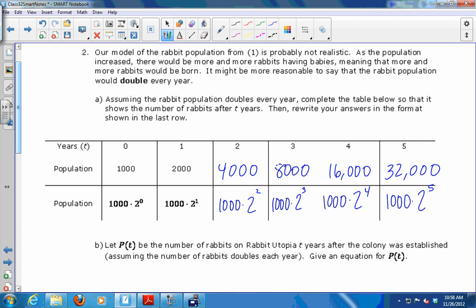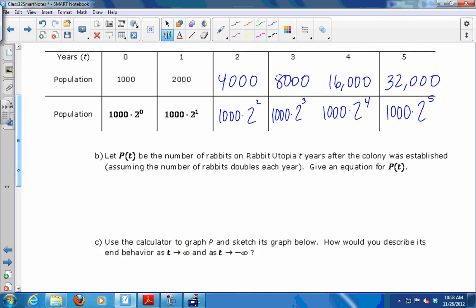So using the third row as a pattern, what would the population be after t years? You got it. 1,000 times 2 to the t. Right? In year 1, it's 1,000 times 2 to the 1. And in year 2, the population is 1,000 times 2 to the 2. And in year 3, the population is 1,000 times 2 to the 3. So in year t, my population will be 1,000 times 2 to the t.